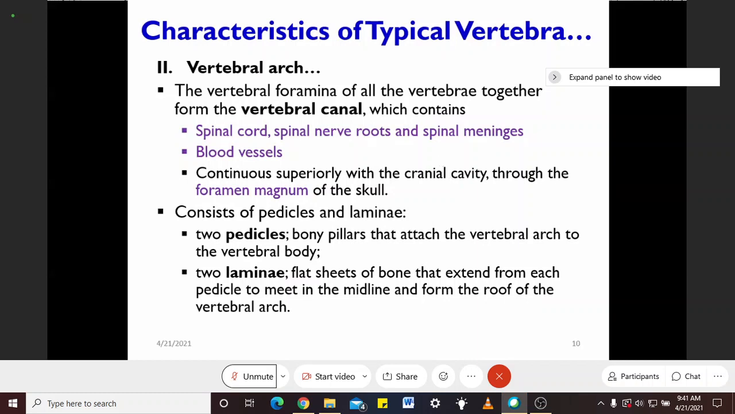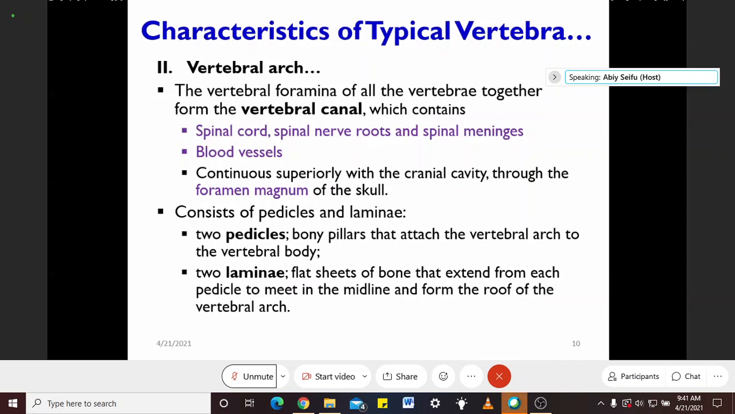The vertebral arch forms the vertebral foramina, and those vertebral foramina stack over one another and form the vertebral canal. We say foramen for something that is just a passage, whereas a canal has a somewhat longitudinal structure.